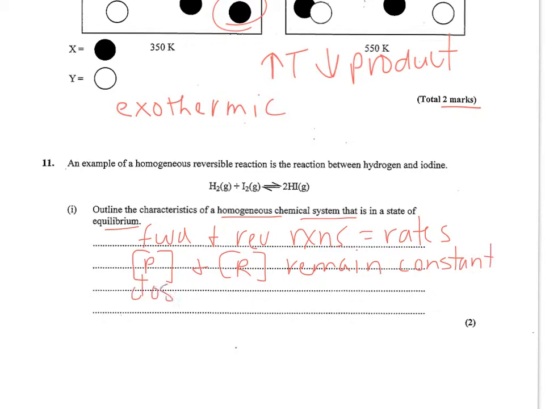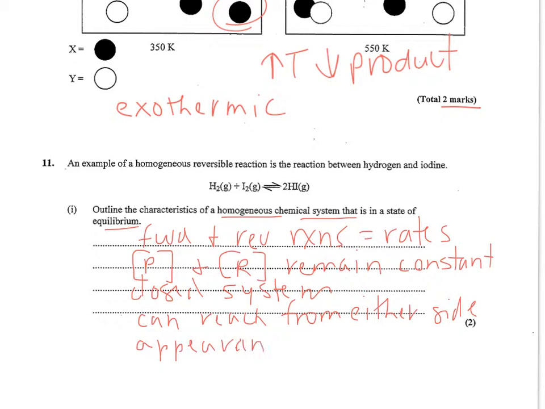It has to be in a closed system. It can be reached from either direction, or either side. We can say you can start with reactant or product, and you'll end up at the same equilibrium. Macroscopic features or characteristics don't change, so appearance is the same. And then homogeneous is just saying all reactants and products are in the same state. And you needed 2 of those.